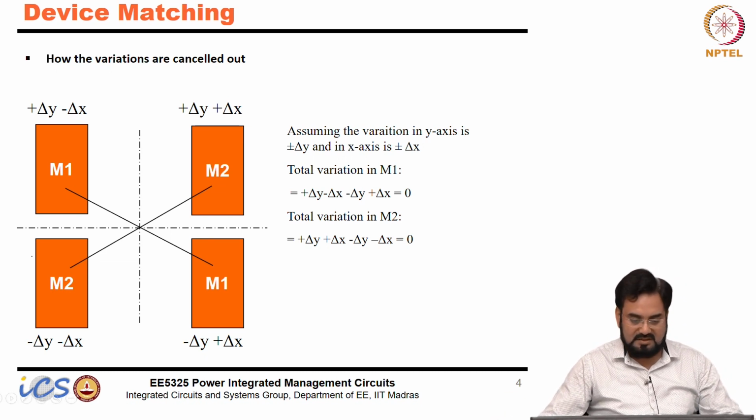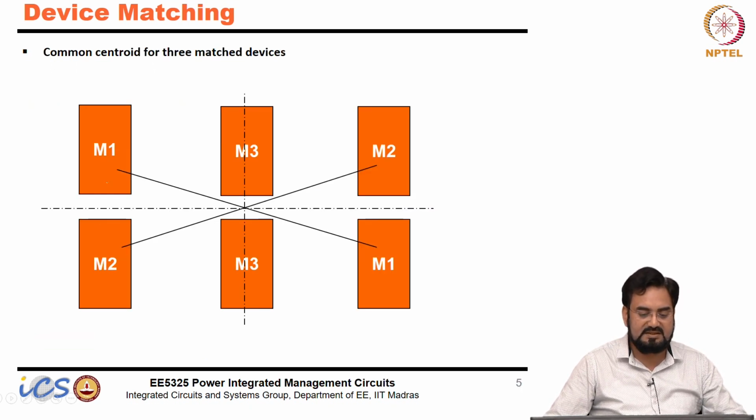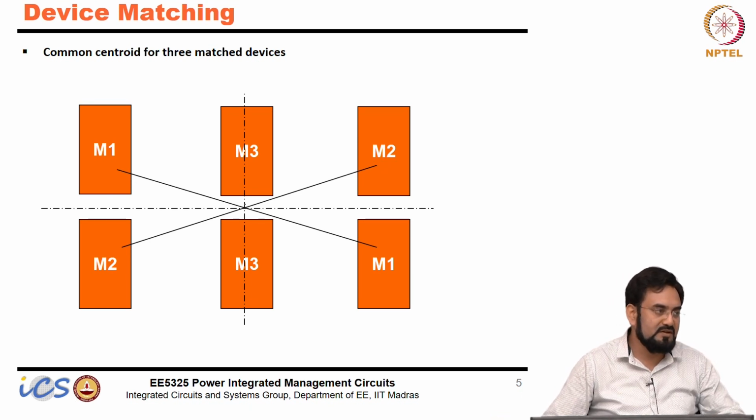You can match as many devices as you want. If you have 3 devices or 4 devices, you can match them. One thing you have to make sure of: when you draw the diagonal from one device to another, all the diagonals should cross at the center. Otherwise, it's not a common centroid. That's why we call it common centroid, because the center is common for all the diagonals. So if there is an M3, the only way to place M3 is at the center. When you draw a straight line from one M3 to the other M3, it will cross at the center.